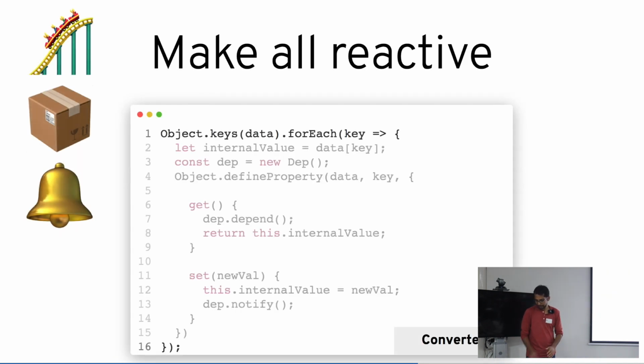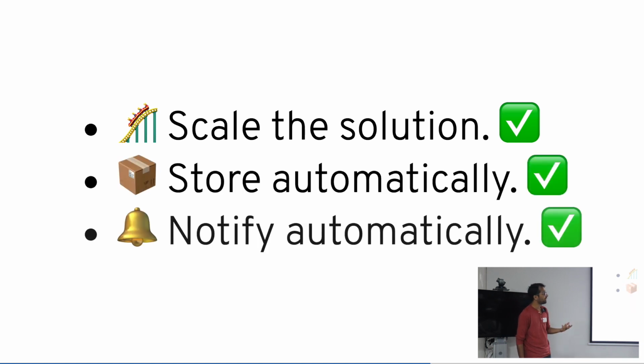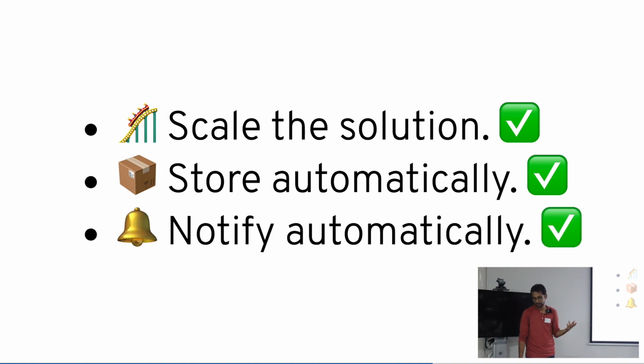So next, we have pretty much solved our problem, but there are some mysteries left. Number one, we have scaled the solution, so we can now instantiate for every property, and also we can make all our properties reactive. Number two, we can store the dependency automatically now, because whenever a property is accessed, that happens. And the third is that whenever a property is set, the notification happens automatically as well.